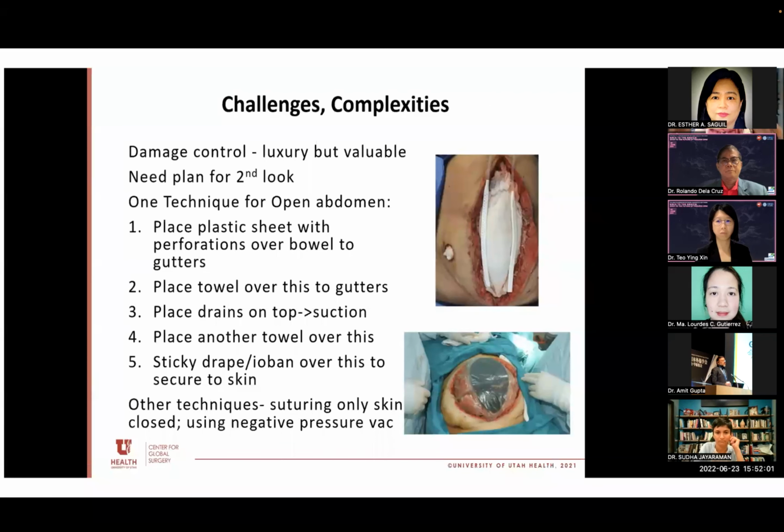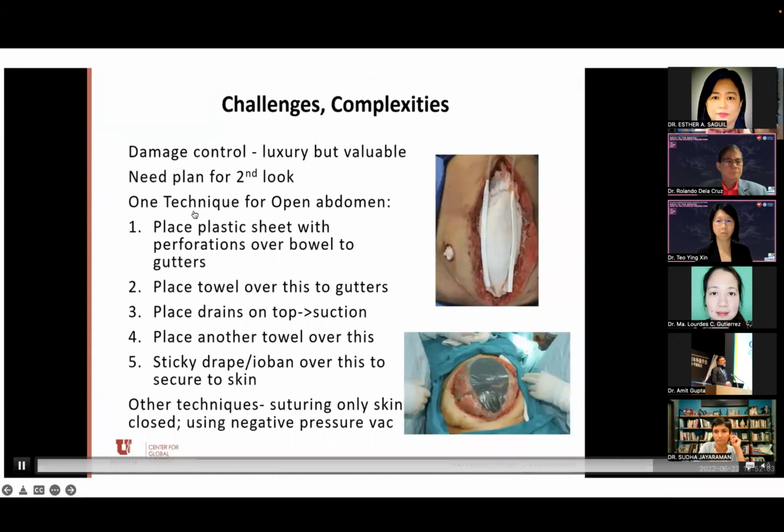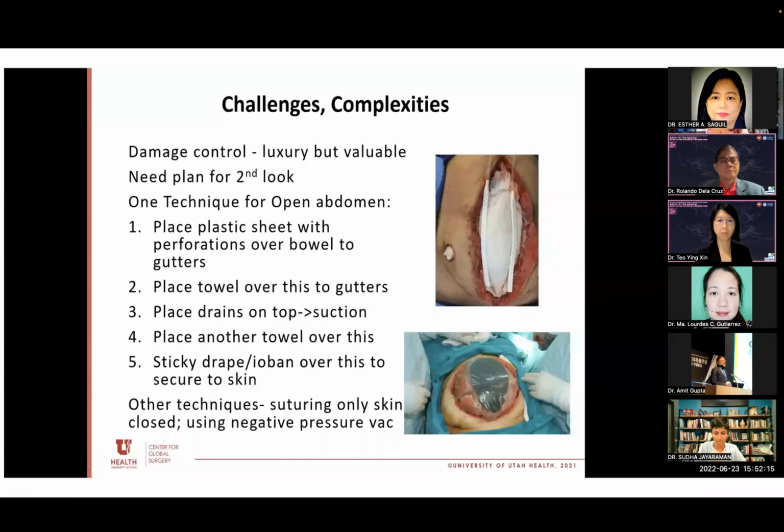And then we place a towel on top of it that again goes down to the gutters so that it pulls up the fluid that collects in the gutters in a capillary action to draw them to drains that you'll place on top of this towel. Typically, there's another towel so that the drains themselves are not occluded by a sticky drape, which then goes on top of that second towel to then secure the towels and the drains to the skin.